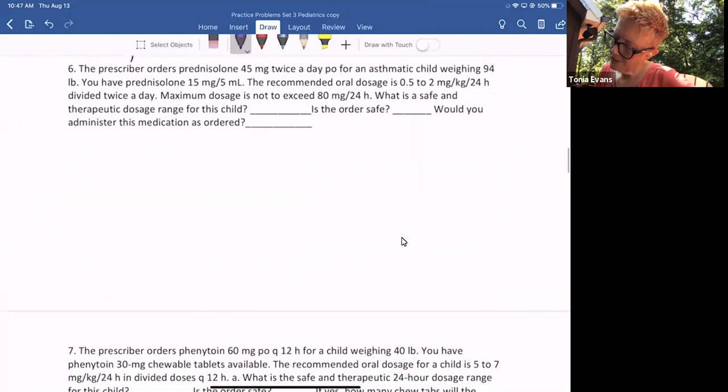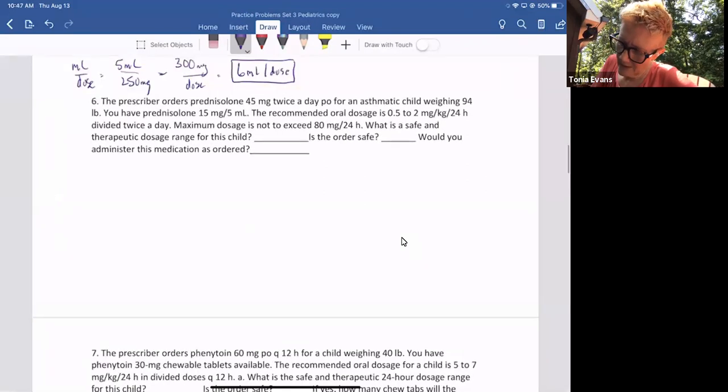All right, we've got prednisolone 45 twice a day. Wait, that's what we have. Oral dosage divided by twice a day. Max dose. So we have a maximum dose on this in 24 hours. What is the safe and therapeutic dosage range for this child? Is the order safe? Would you administer this med? Okay. So let's see what our minimum is. And I want to know our minimum milligrams per dose.